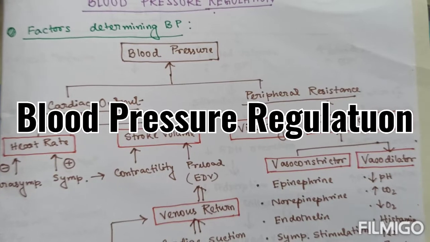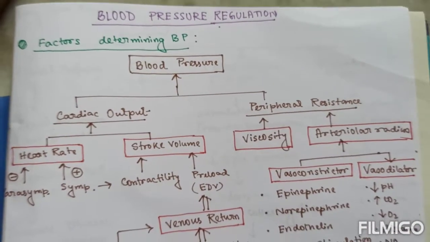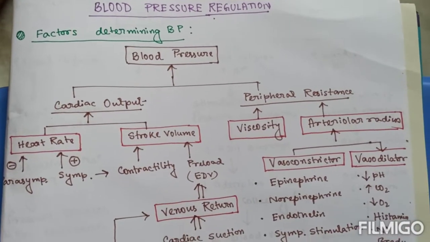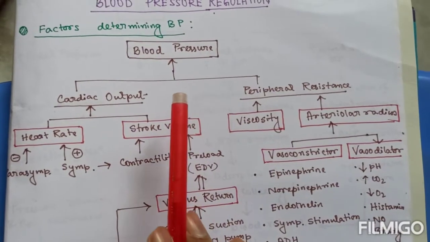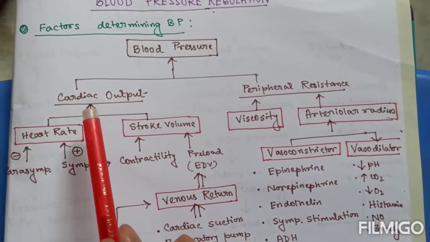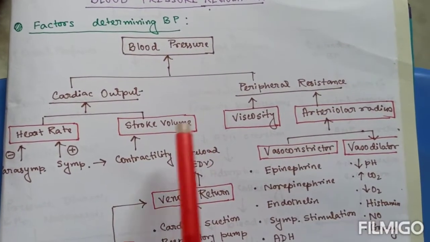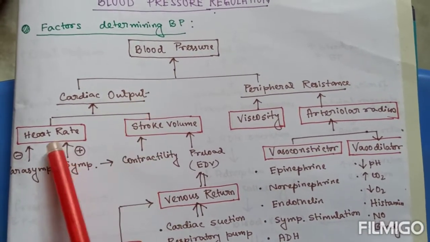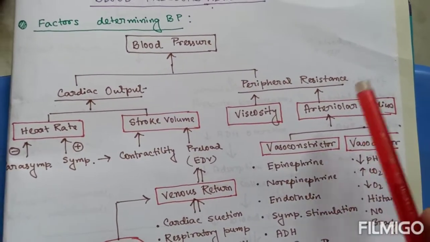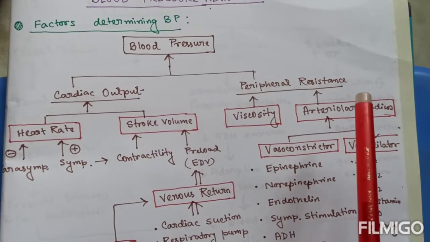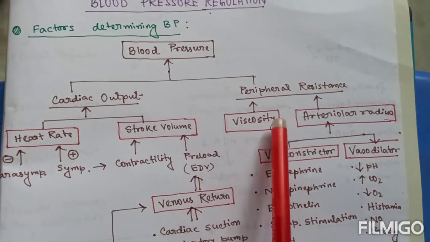In this video, we'll talk about blood pressure regulation. First, the factors that determine blood pressure are to be learned. Blood pressure is actually expressed in terms of cardiac output times peripheral resistance. The factors related to cardiac output are heart rate and stroke volume, as cardiac output is a product of these two factors. And peripheral resistance is mainly controlled by arteriolar radius, also sometimes by viscosity.